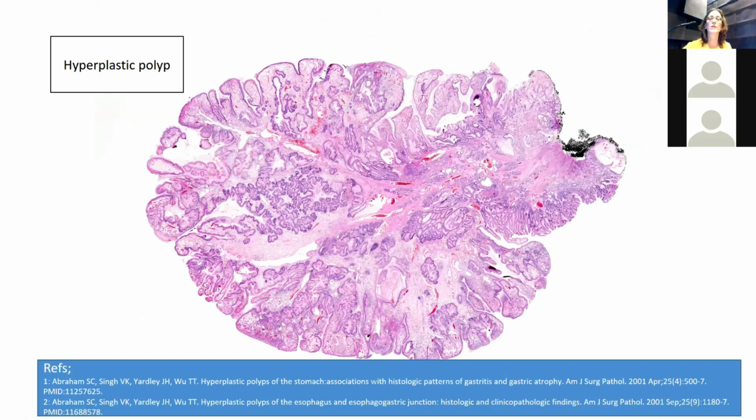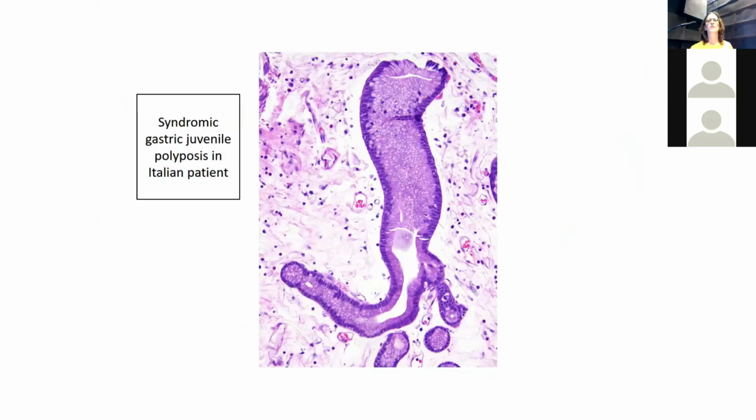On the other hand, just gastric hyperplastic polyps that tend to arise in the background of damaged mucosa have these fake villi, this more villiform surface, and they really don't have so much cystically dilated glands. But in any given case, it can be really impossible to separate them. This is a gastric juvenile polyp in an Italian patient.